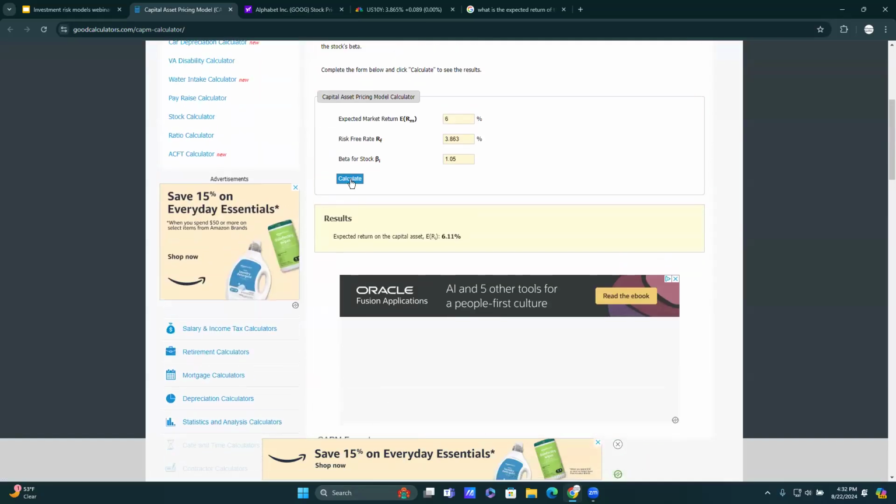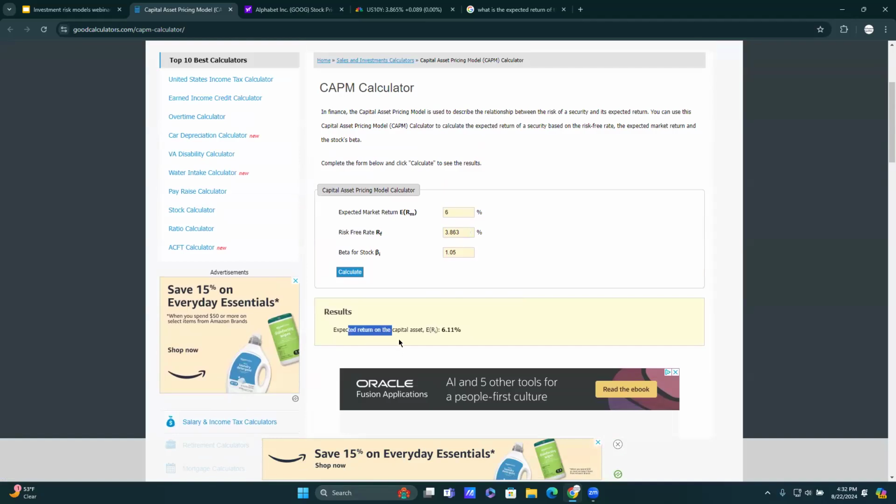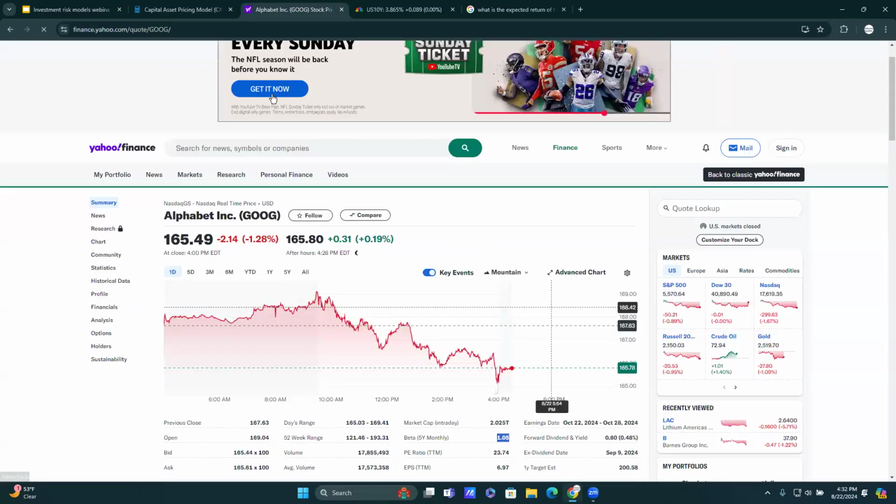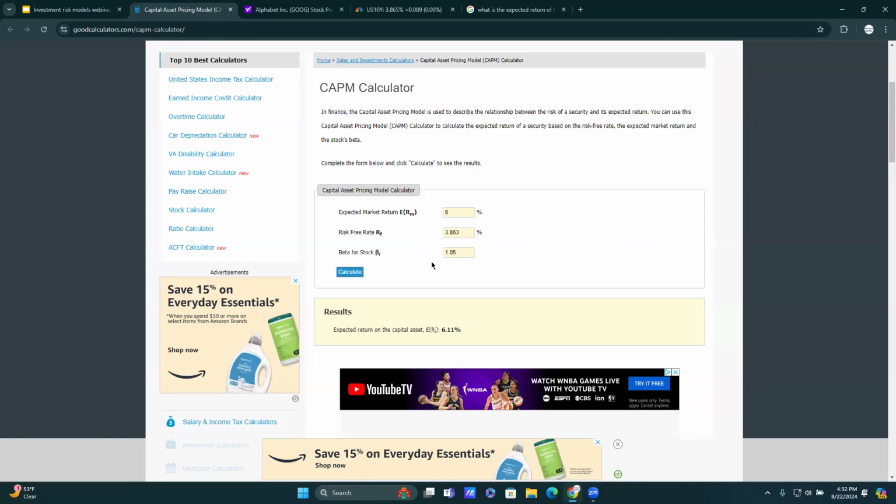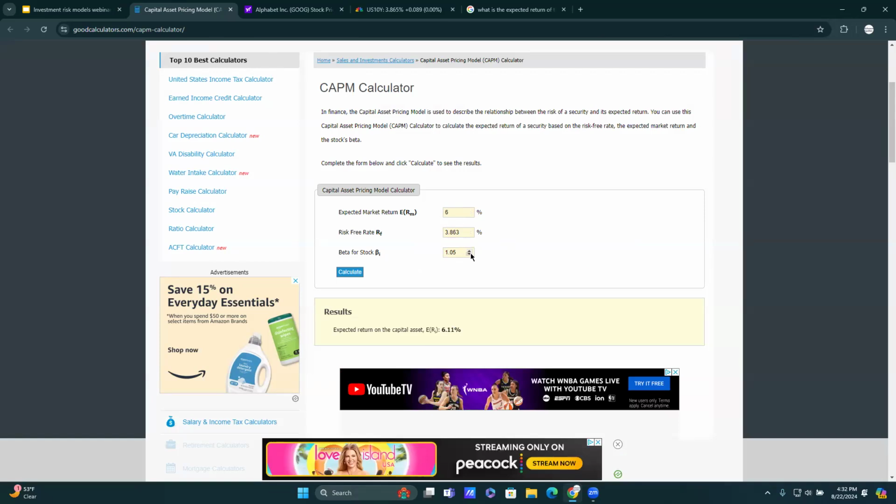And then from there, we'll calculate this and we get an expected return on the capital asset of around 6.11%. So that means that Google, because of that lower beta value and because of our risk-free rate, right now doesn't really have anything better than the actual market. Its whole movement as a company is really close to the market rate. So 6.1% is really similar to the expected market return.